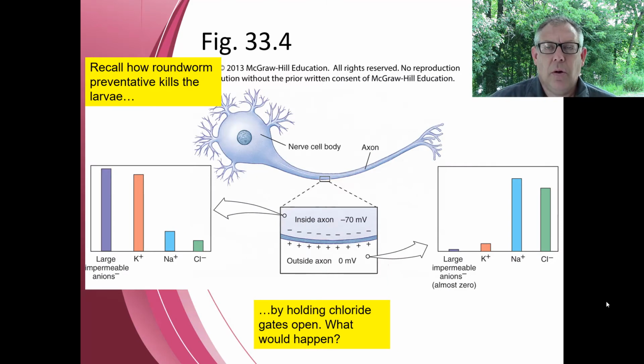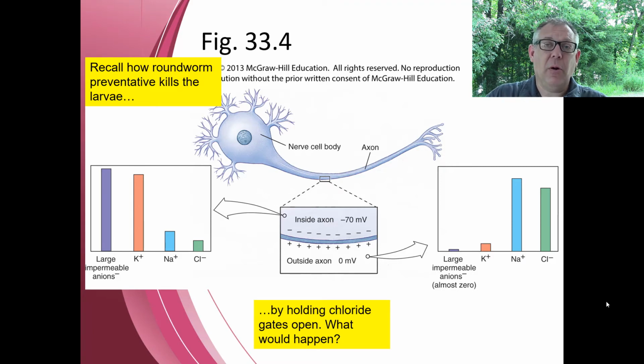Okay, so now the one ion we have not yet talked about is chloride, right? And so if you look here, you remember that chloride is very high outside the cell and very low inside the cell, okay? Now, you recall in one of our labs we talked about roundworms, the phylum Nematoda, the nematodes, and we talked about a common roundworm that infects dogs, which is heartworm, and you should be giving your dog heartworm preventative, right? And the preventative, that pill that you give them every month, kills the juvenile heartworms.